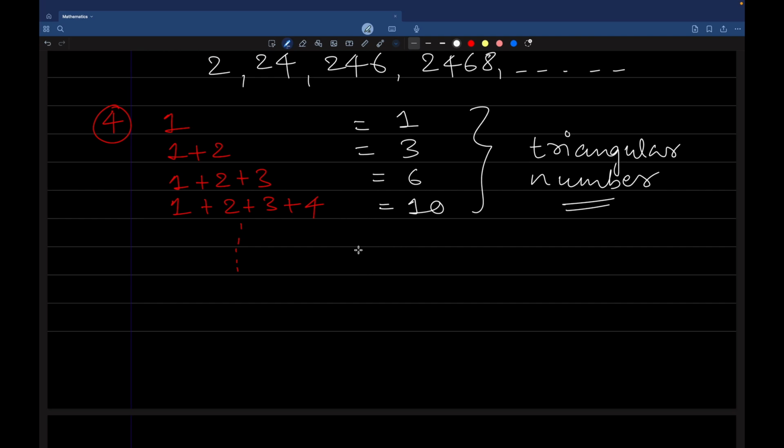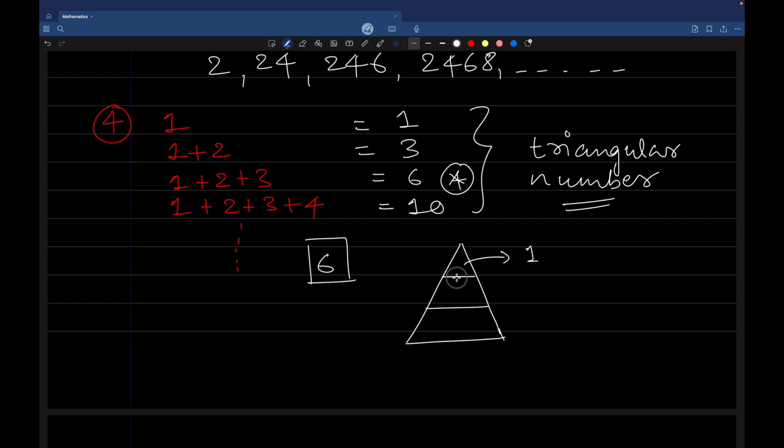Let us see a small pictorial representation of this 6. Representation of 6 in triangular numbers. If we draw a triangle in 3 subparts, that is 1, divide this in 2, that is 2, and divide this in 3 parts, 3. We get 1 plus 2 plus 3, that is 6.